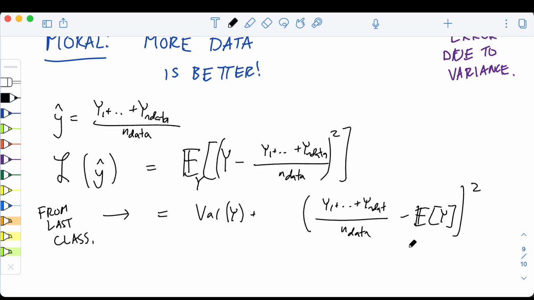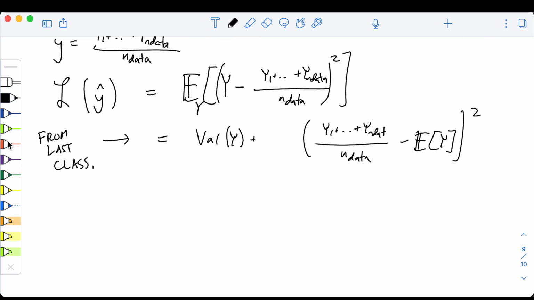Okay? How big is this on average? So now I'm doing the average over the data set. So the average with respect to y1 to yn of the loss. Okay, so this is the point. Sometimes this is big, sometimes it's small. How big is it on average? Let's calculate. And I'm averaging over these y1 to yn's.